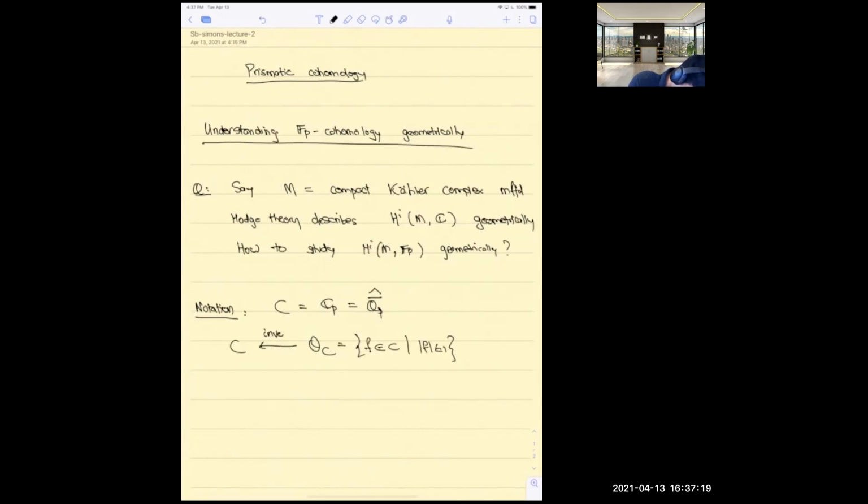This is obtained by inverting p, and then I can set p equal to 0. And I also have to kill all the p-power roots of p, but let me not write that. And what you get is F_p-bar. And I will call this k, just to simplify notation. So capital C is the p-adic complex numbers. It's isomorphic to the usual complex numbers as a field. And little k is an algebraic closure of a finite field of characteristic p.